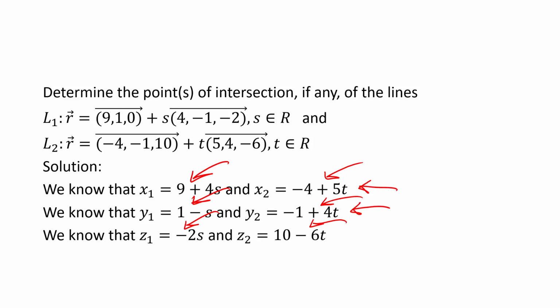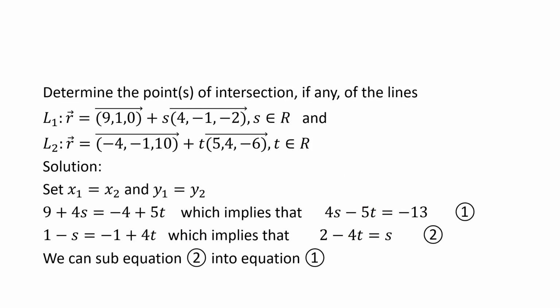And what will happen when we do that is we'll get two equations in terms of both s and t. And we'll typically be able to solve for s and t out of those two equations. And then when we do that, we'll be able to check and see if that value of s and that value of t let our z's be equal. If it does, that means there is a point of intersection. So we set x1 equal to x2 and y1 equal to y2.